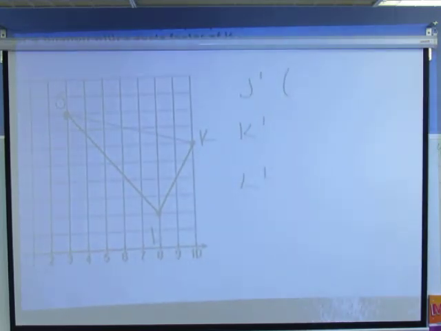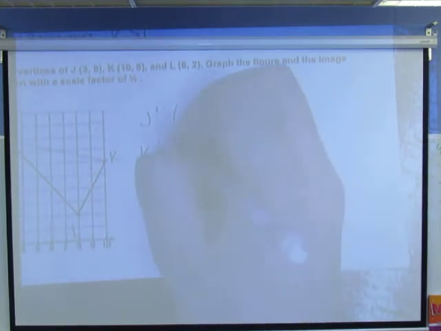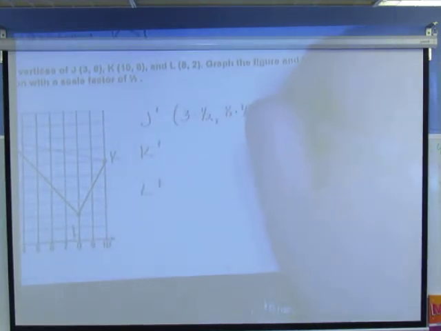Since our scale factor is 1/2, we're going to multiply 3 times 1/2 and 8 times 1/2. 3 and 8 were the coordinates of our original J. What's half of 3? 1.5. So this is going to be 1.5 and half of 8 is 4.